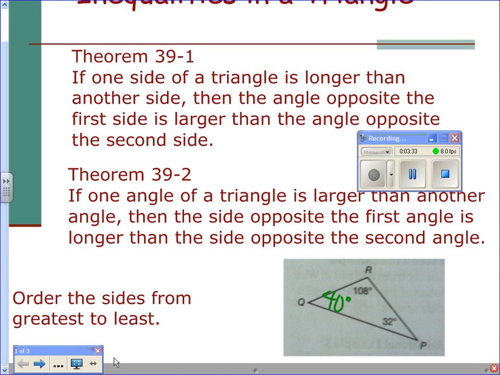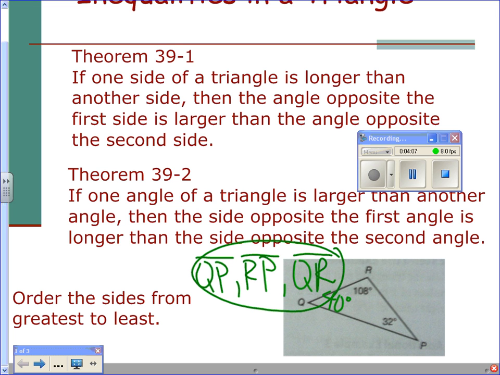All right, it says order the sides from greatest to least. You have to pay attention to what it says. If you do least to greatest, it's going to be marked wrong. What would be the greatest side? The largest side. QP? It is opposite the largest angle. Does that make sense? Okay. What would be the next side? And then what would be the third side? QR. You'll see how that works?